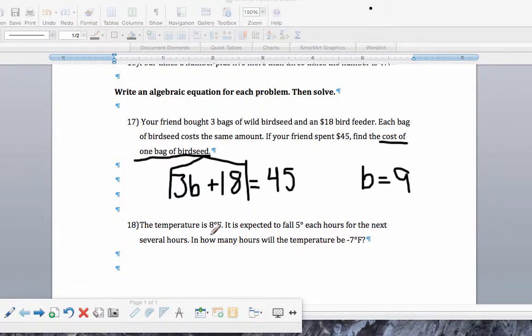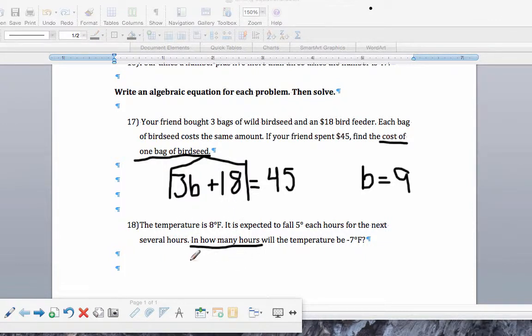The temperature is 8 degrees Fahrenheit. It is expected to fall 5 degrees each hour for the next several hours. In how many hours will the temperature be -7? So again, I want to start by defining what my variable will be, and I know that it's going to represent how many hours pass because that's the missing piece of information.